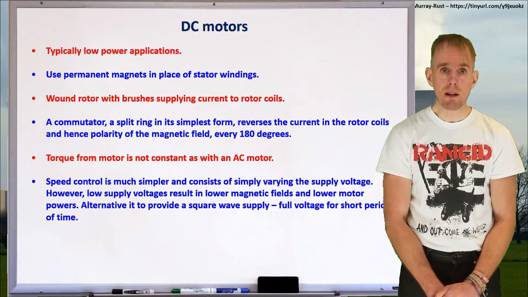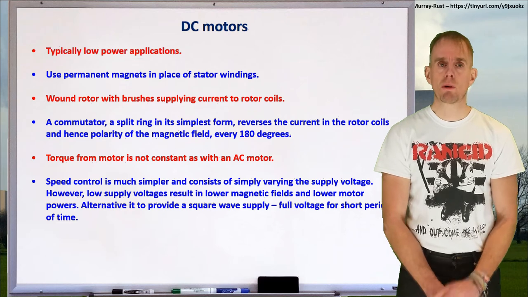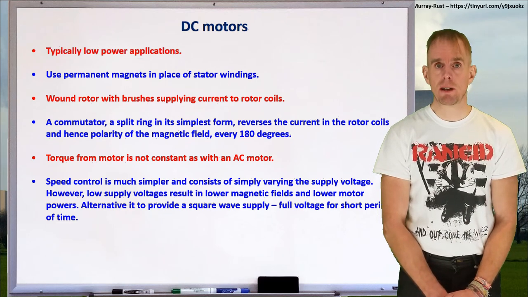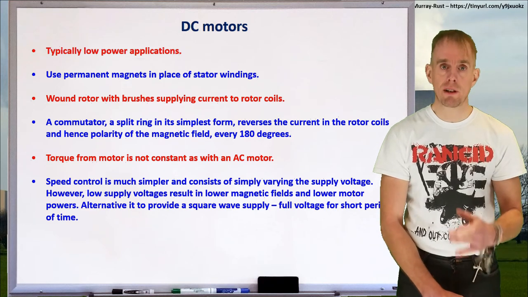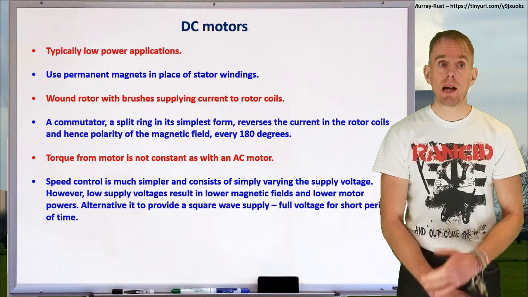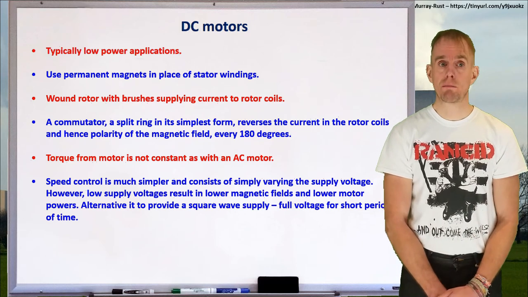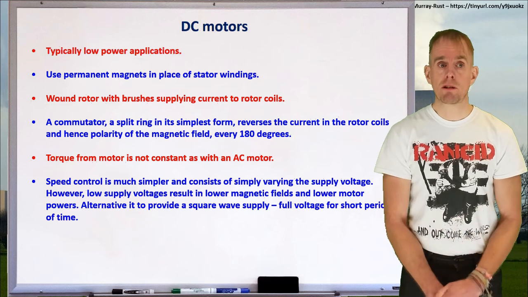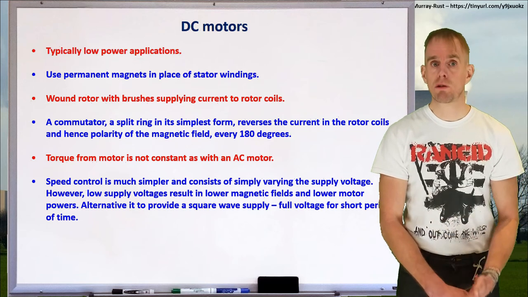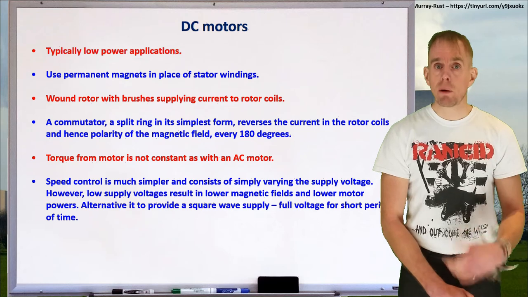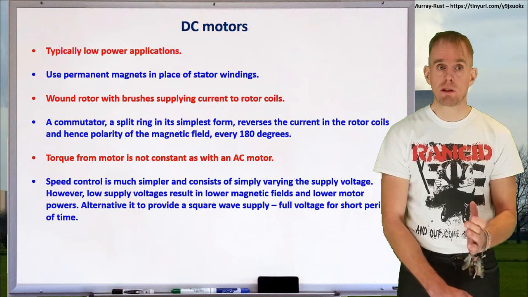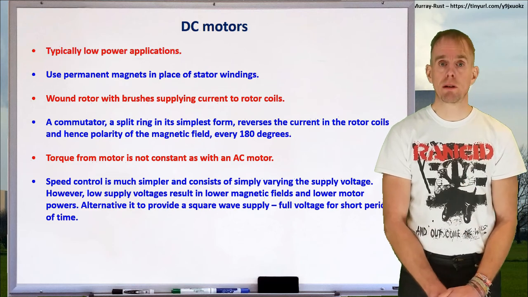Now, if you plot out torque as a function of angular position for a DC motor, you'll find that it varies quite significantly. And so they are not constant torque devices, but AC motors are. However, for DC motors, speed control is much simpler and you just vary the supply voltage to the rotor. However, low supply voltages result in lower magnetic fields and lower torques and lower motor powers. Another way of varying DC motor supply is to provide a square wave voltage to that motor and then chop that square wave as appropriate to slow the motor down or speed the motor up.